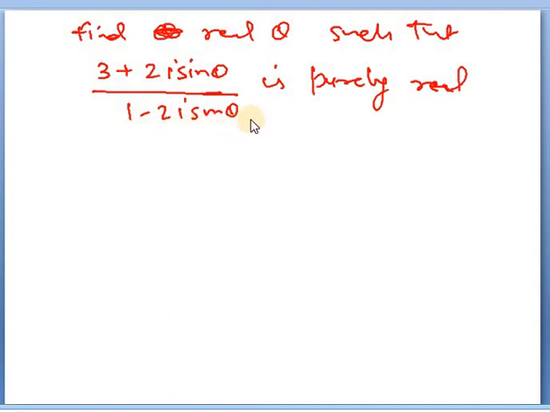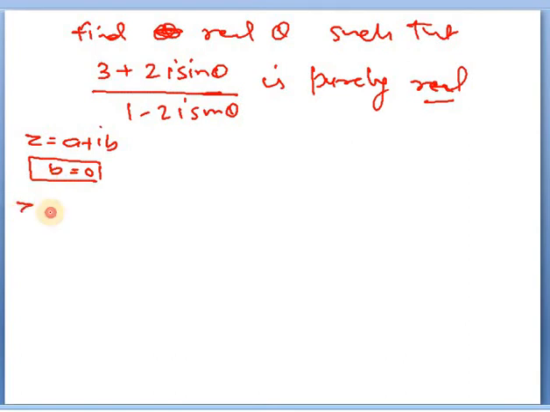is purely real. So purely real means there is no imaginary part. If there is an imaginary part, then that will be 0. Suppose a complex number is z = a + ib. When do we say it is purely real? That means this b part is equal to 0, right?